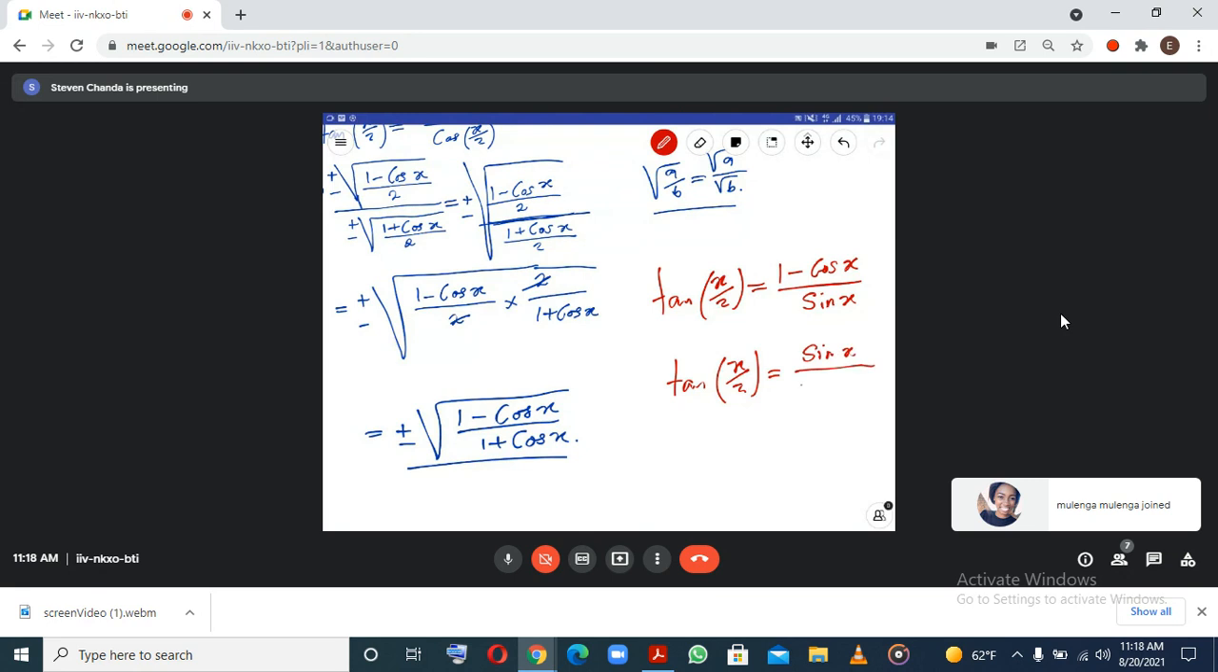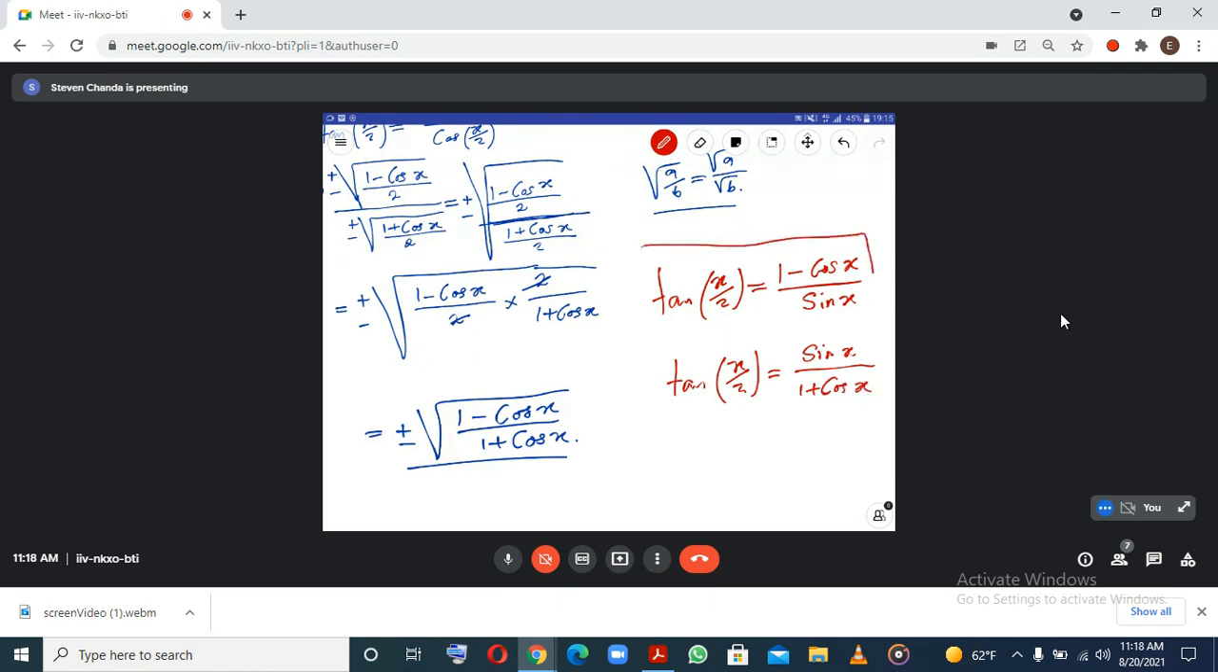Okay, so there are also these forms for the half angle of the tan. So again, there are a number of things that you can look at. Having done that, I think now it's about time that we looked at an example.